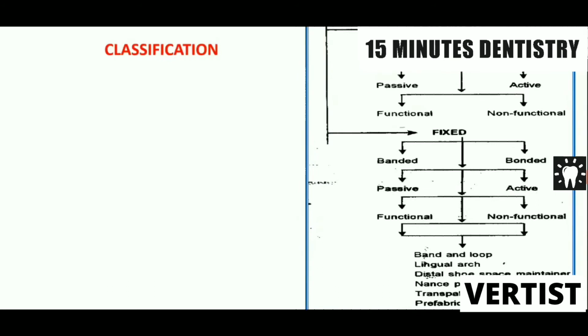Passive space maintainers do not exert any force on the teeth, while active ones exert some amount of force on the teeth. Functional means the space maintainer is able to carry out the functions of teeth, especially speech, mastication and aesthetics, while non-functional space maintainers do not carry out any such functions. The removable space maintainers can also be classified under cast partial and wrought partial. The fixed can again be classified under banded and bonded: those which use a band, and those which are bonded to the tooth structure using some adhesive material.